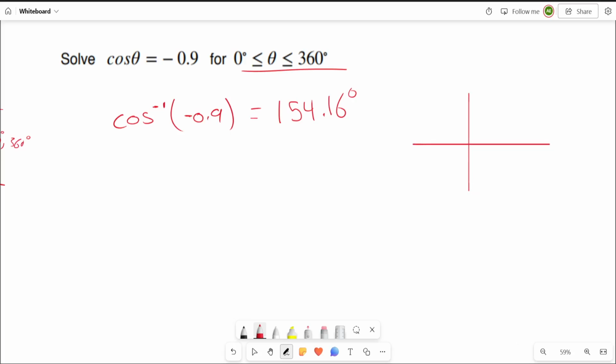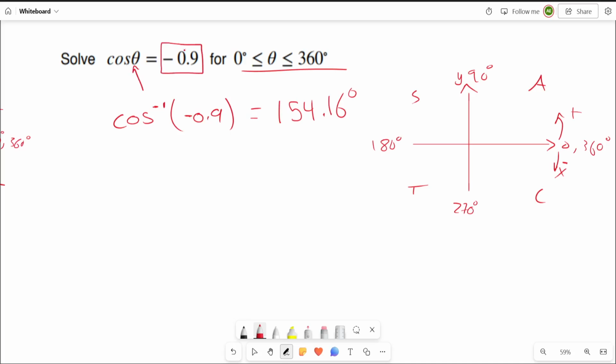Okay, so next step, drawing the ASTC quadrants. So let me do that. I have an x, I have a y. This is 0, 90 degrees, 180 degrees, 270 degrees, and 360 degrees. I know that this is positive, this is negative. I have my ASTC. Okay, looking at the question, I need a cosine of an angle that will give me a negative answer, and I know cosine gives negative answers in which quadrants. So cosine gives a positive answer here and a positive answer here. So that means that it gives a negative answer in this quadrant and in this quadrant.